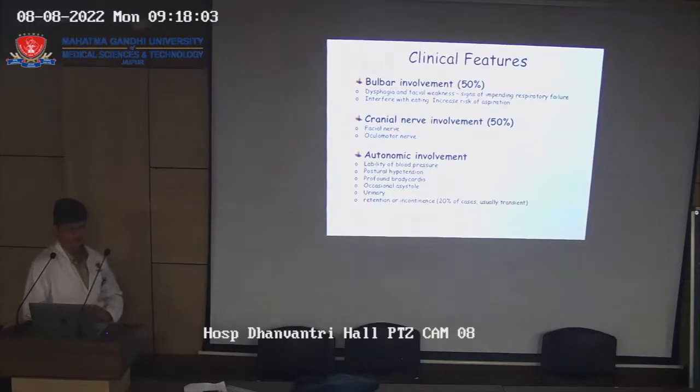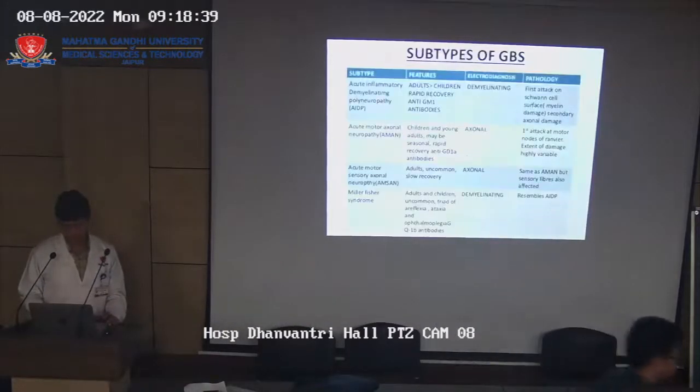Bulbar involvement may be seen in 50% of cases of GBS. There may be cranial nerve involvement, and the most commonly involved cranial nerves are either the facial nerve, that is the 7th nerve, or the oculomotor nerve, that is the 3rd nerve. So these two cranial nerves can be involved in patients of GBS. And there may be autonomic involvement. This autonomic involvement may be in the form of loss of lability of blood pressure, so the blood pressure will fluctuate with either hypotension or hypertension. There will be postural hypotension, profound bradycardia, occasional asystole, and urinary incontinence or retention. So in certain cases of GBS, you may see autonomic involvement.